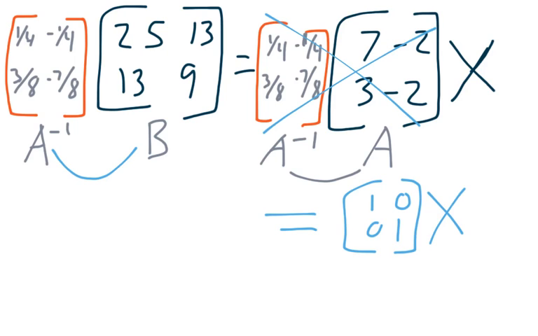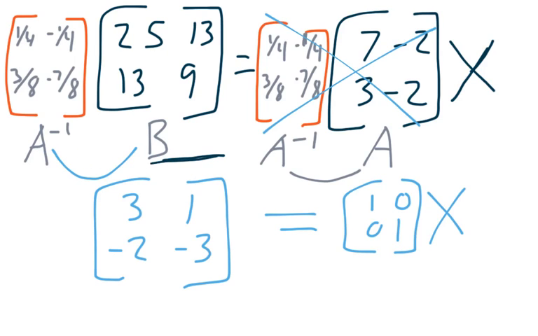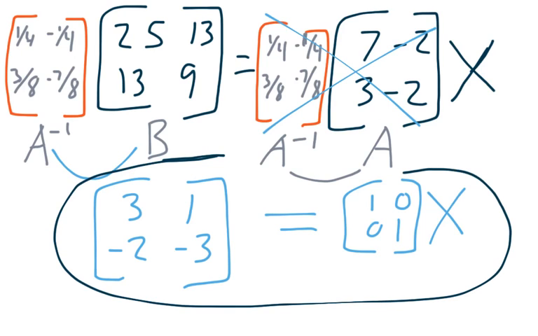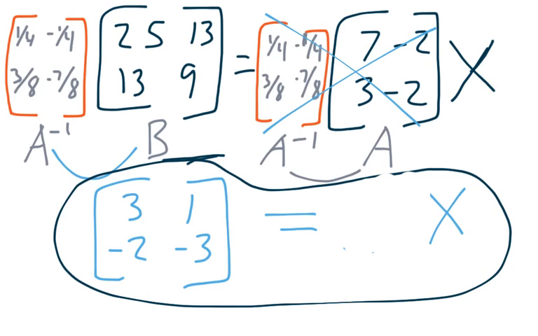So when you multiply these two together, you get this 2 by 2, the 3, 1, negative 2, negative 3. This matrix is your answer because, again, the identity matrix is just the same thing. That's basically canceled out. So X, the missing matrix, is this one right here. This matrix can go right there. If you want to check them, go ahead and check them. I'm telling you they're fine and they're okay.